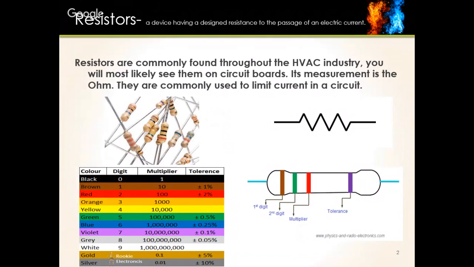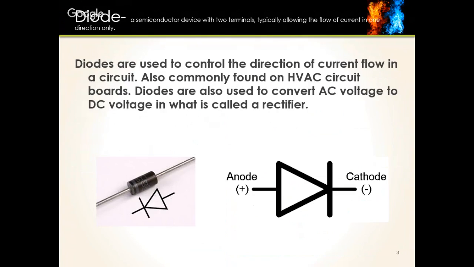All right. Now we're going to talk about a diode. A diode is a semiconductor device with 2 terminals, typically allowing the flow of current in one direction only. Diodes are often used to control the direction of current flow in circuits. Also commonly found in HVACR circuit boards. Diodes are used to convert AC voltage to DC voltage in what's called a rectifier.